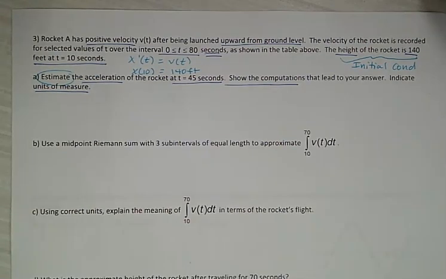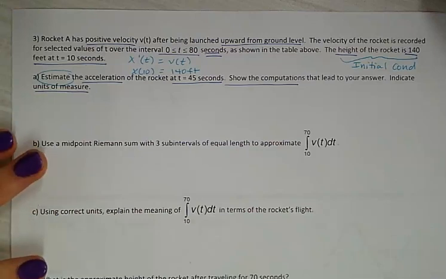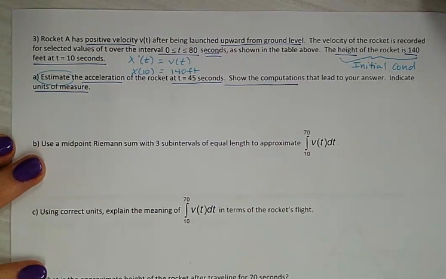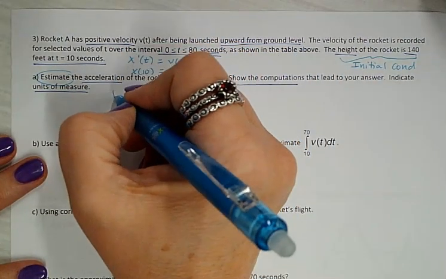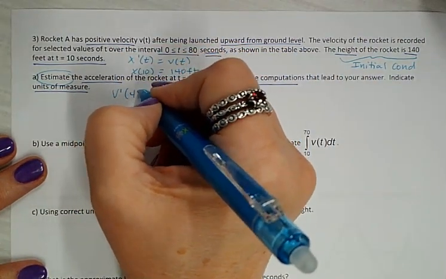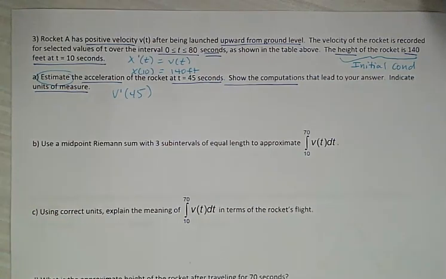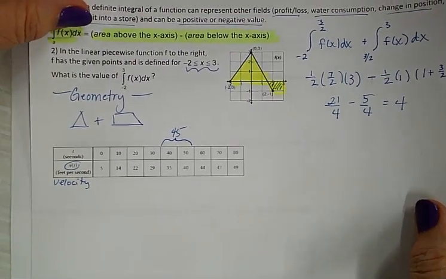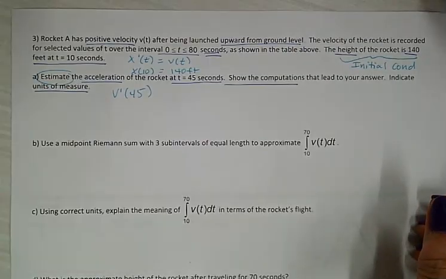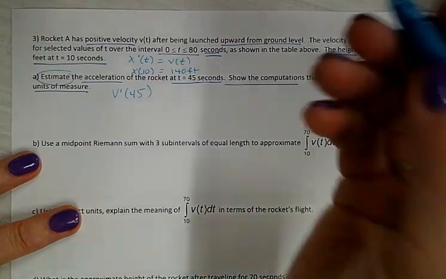Okay, so if I'm looking at estimating the acceleration of the rocket at t equals 45 seconds, and I have velocity and I want acceleration, what do I do? I take the derivative. So it's actually asking me for v prime of 45. All right, so if we want to find v prime of 45, I have a little bit of a problem, again, because 45 isn't actually in my table, but I can use my average rate of change to approximate.